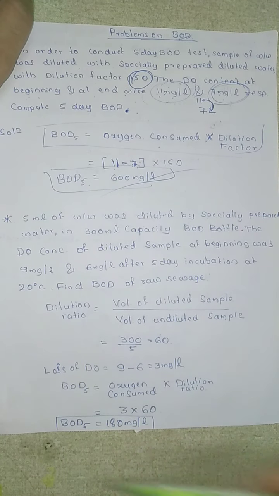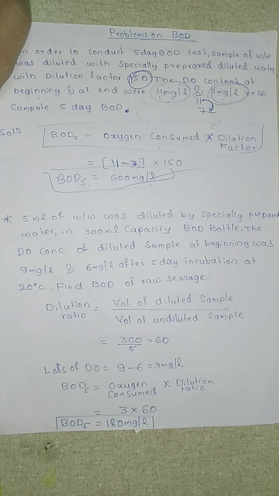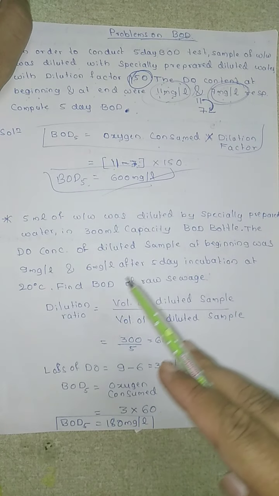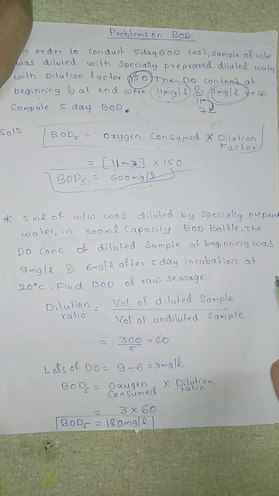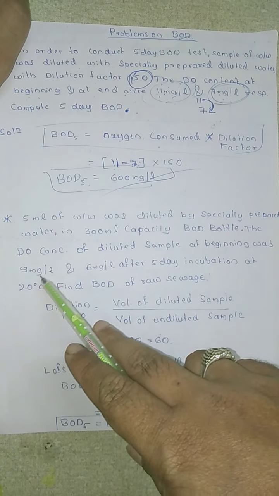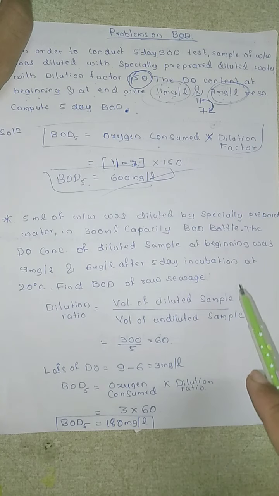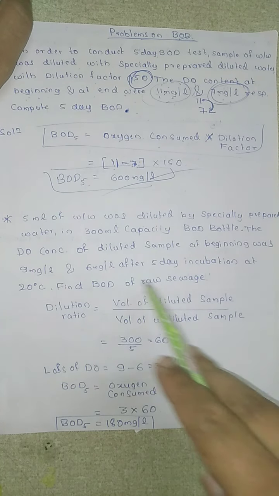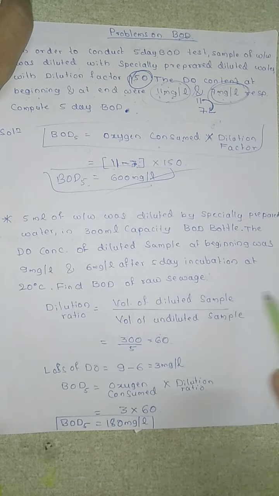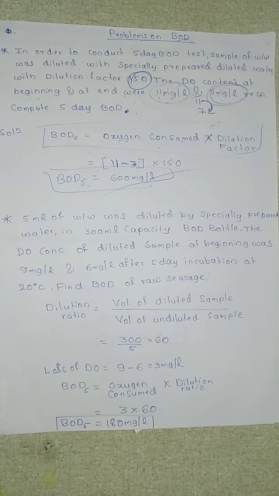Now we will see one more problem, very simple and similar. 5 ml of wastewater was diluted by specially prepared water in a 300 ml capacity BOD bottle. Then the DO concentration of the diluted sample at the beginning was 9 mg per liter and 6 mg per liter after the 5-day incubation at 20 degrees Celsius. Find the BOD of the raw sewage. Again, they are asking you the BOD at the end, right?